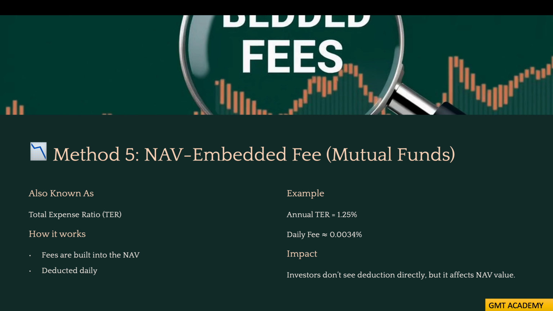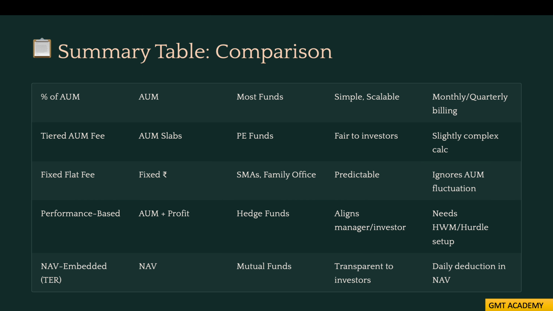So annually they have 1.25%. 1.25 divided by 365 or 363, so daily this much percentage will come. So daily, whatever the AUM for that day, last day, the same will get calculated, and it will be deducted from the fund. So this is a summary of how the fund works, like percentage of AUM, slab, most funds, and simple. Just want to elaborate, tiered AUM we discussed, slabs will be there, like till 50 crore 2%, 50 to 100 it will be 1.5, and above that is 1%.